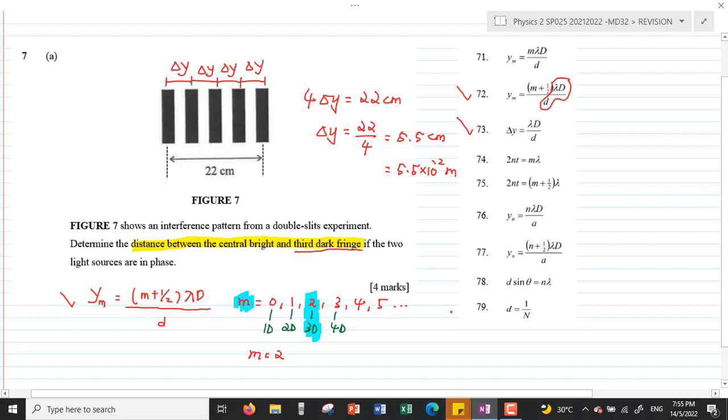Once I get delta y, we understood lambda D over d. If we refer to equation 73, it is equivalent to delta y, so we have (m plus half) delta y. Then I put in the values. For the third dark fringe, the order number is 2, and delta y is 5.5 times 10 to the power of negative 2 meter. So I get the distance between the central bright and the third dark fringe to be 0.14 meter. Then I have solved question 7a.